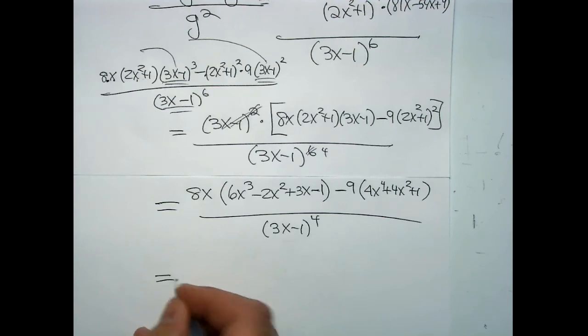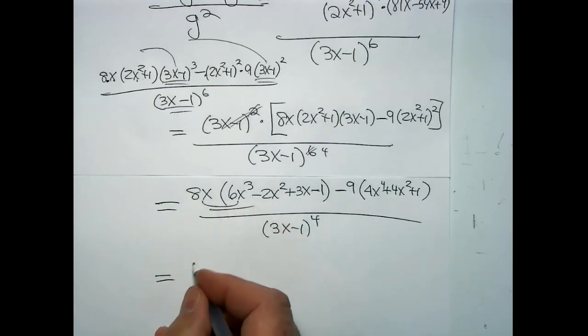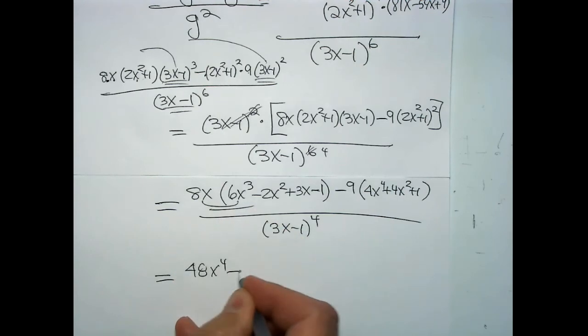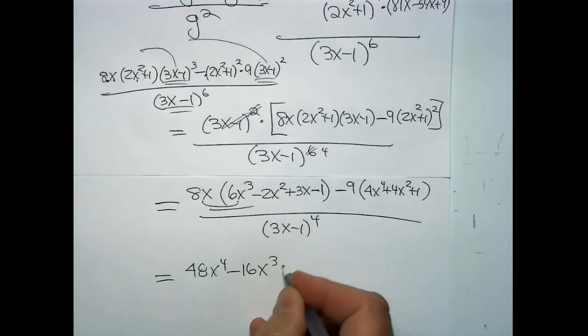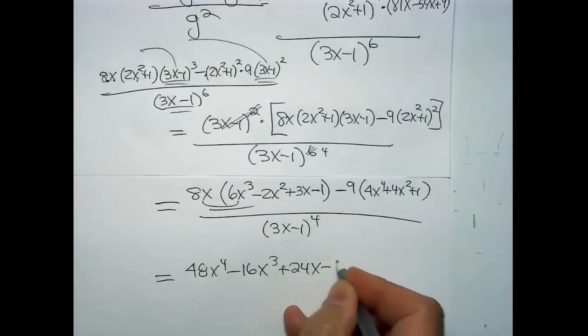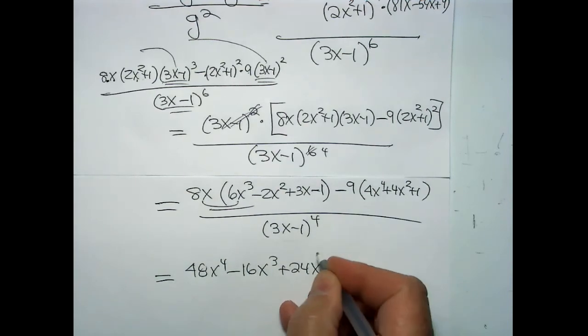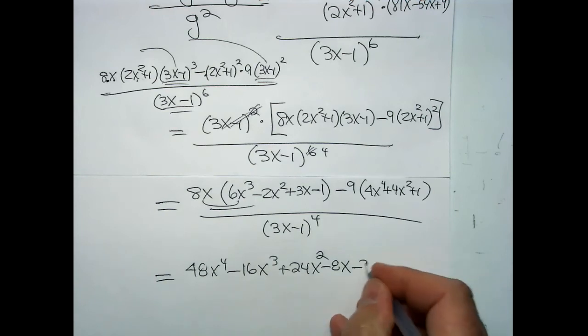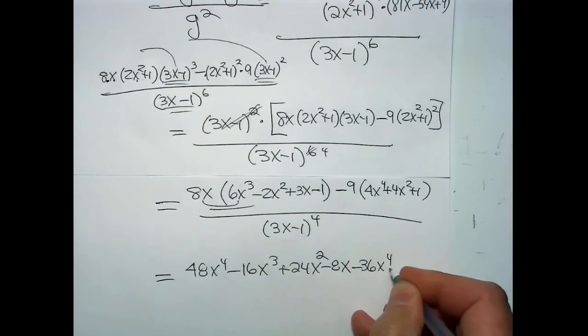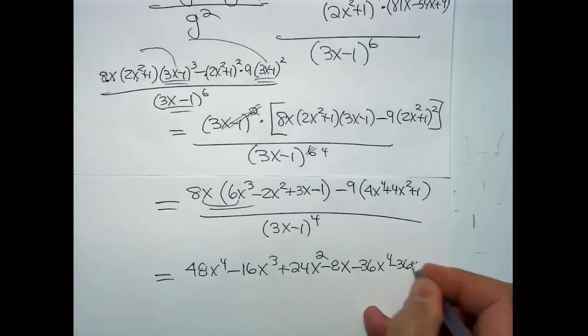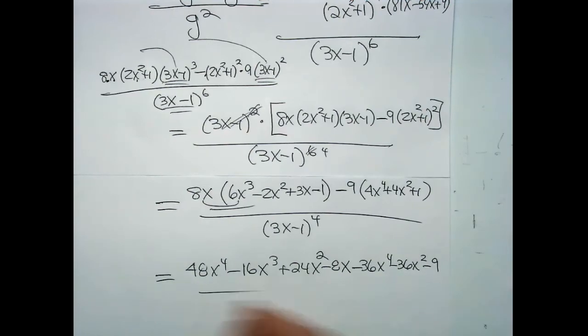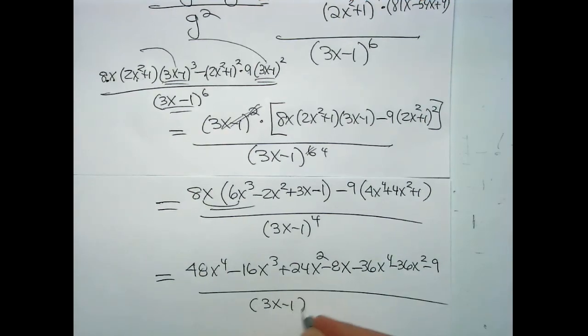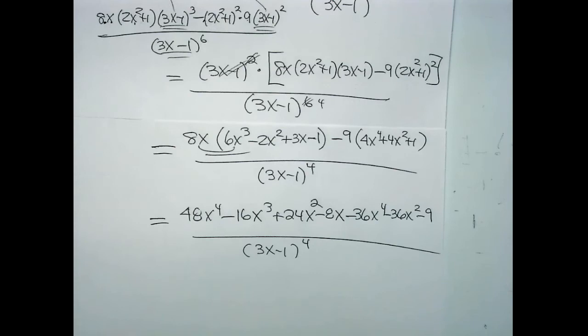Well, unfortunately, we're not done because we have more work to do up here. 48x to the 4th, 16x cubed, 24x, minus 8x squared. Sorry, that should be squared. And then this is minus 36x to the 4th, minus 36x squared, and minus 9 all over this. Boy, there was a lot of work to do here, but it was chain rule and quotient rule.